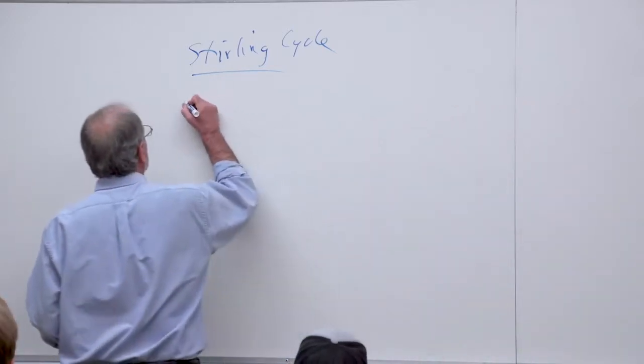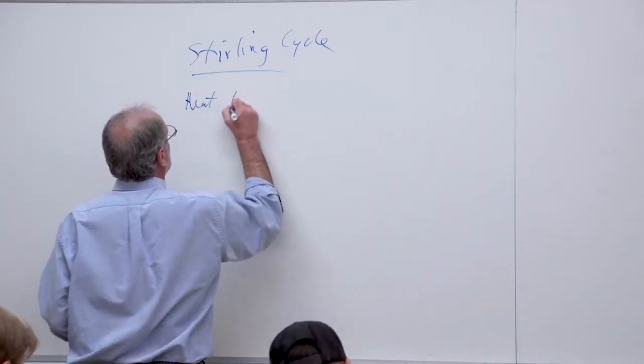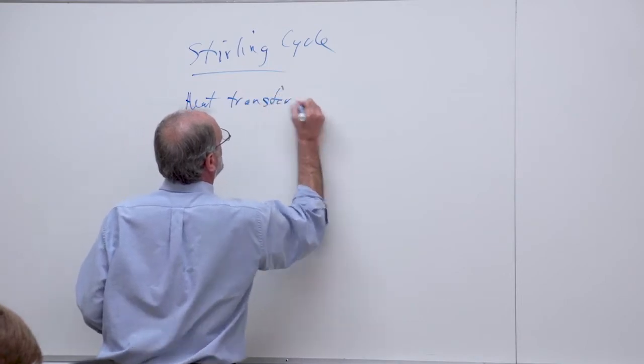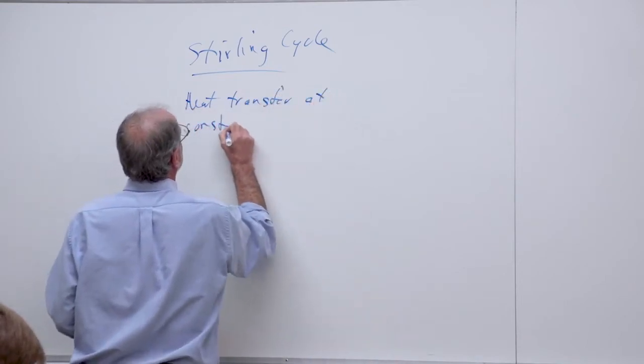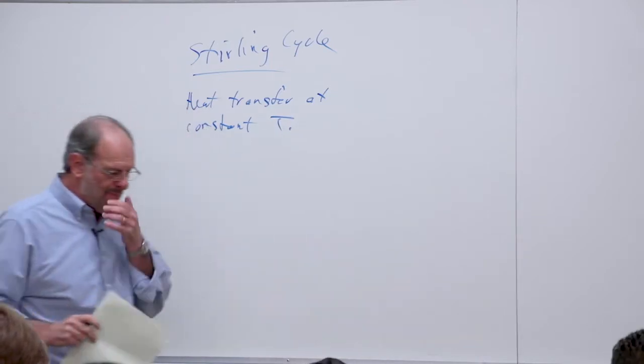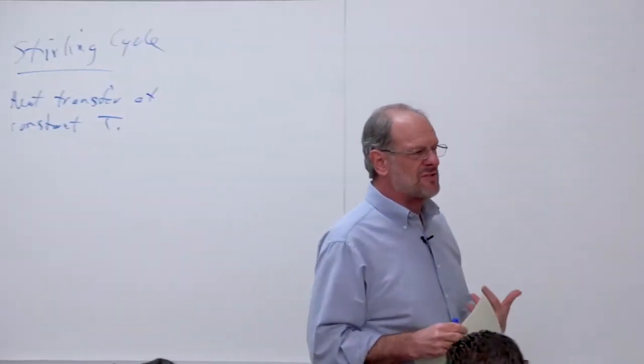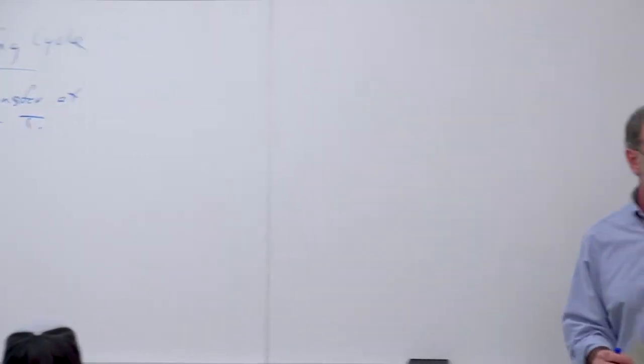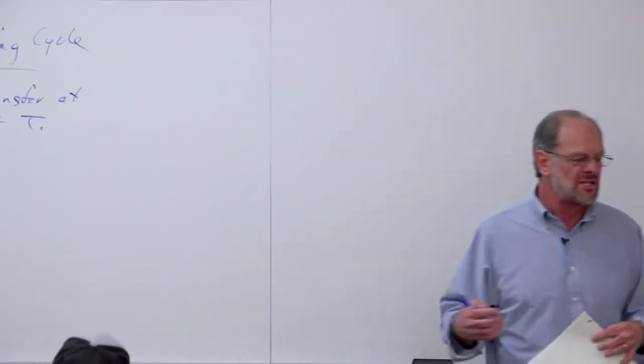So, heat transfer at constant T. Now, as you think about that, that's practically impossible for us to do in the real world. It's not that it can't be done, and certainly there are some Stirling engines that have been built, but if you have a gas and you're transferring heat into it, then typically your temperature is going to rise, right? Or if you're transferring heat away from it, then the temperature is going to drop. To try to transfer heat and maintain constant temperature is very, very difficult.